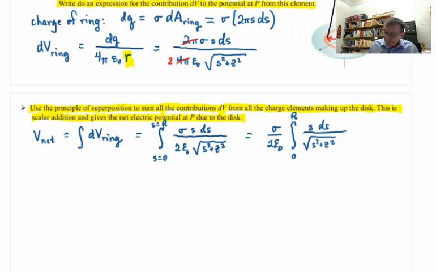Well, turns out this one can be done with a u substitution. So let's just go ahead and do it. Let u equal s squared plus z squared. Then du is 2s ds. I think of z as a constant as far as the integral is concerned, because for every ring, the particular distance labeled z is no different. It's the same for all of them.